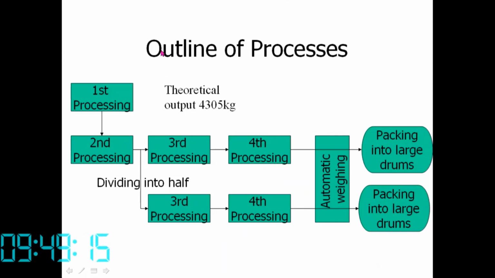So first step, the flow chart. First we try to describe the process. What is the sequence of the process? Of course we have converted it into just first, second, third, etc. We don't want to divert your attention by giving the technical details of the process. So first processing, some chemical processing is there, then second processing, then it is divided into 2 batches. Half is processed in one line and another half in another line, and each line is processed separately. Then third processing, fourth processing is done. Then automatic weighing and packing into large trucks. This is the process using a flow chart.